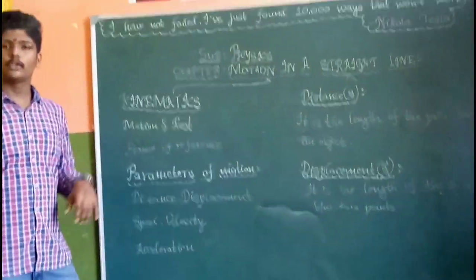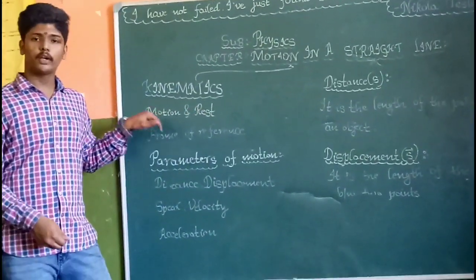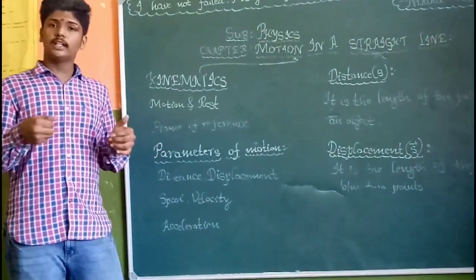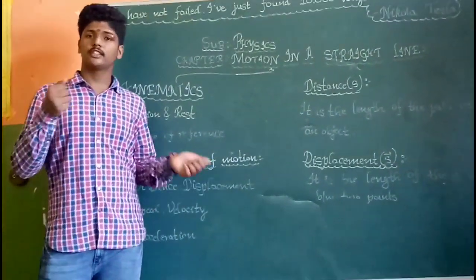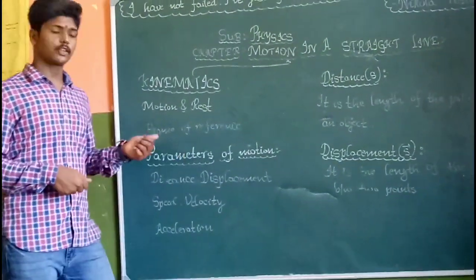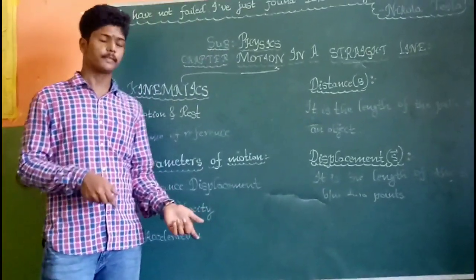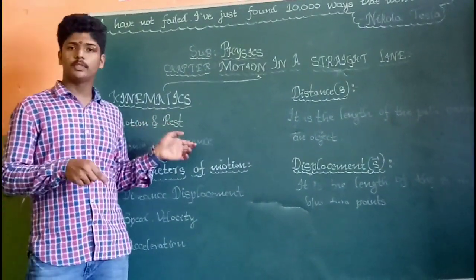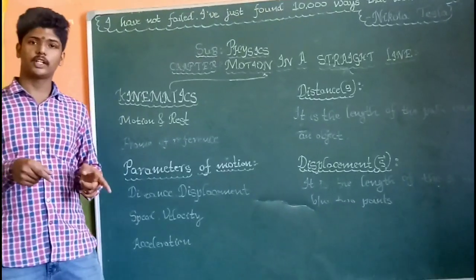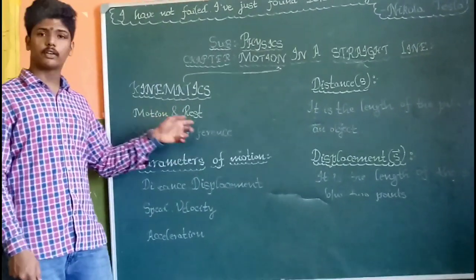The next thing we have to learn is motion and rest. As I have already said, motion is when an object changes its position with respect to time and a reference frame. What is rest then? Rest is the complete opposite: any object which doesn't change its position with respect to time and reference frame is at rest.